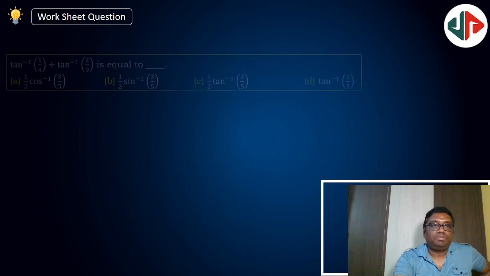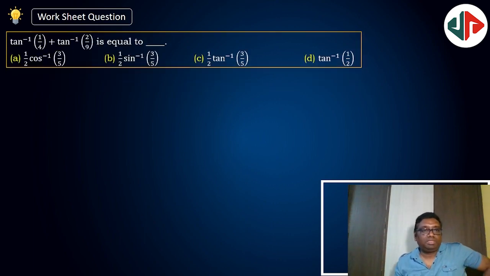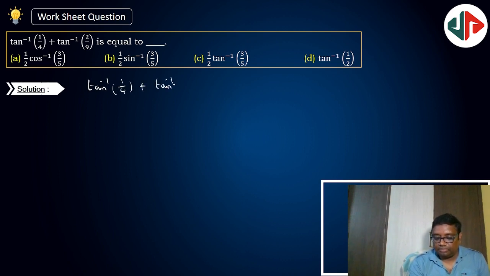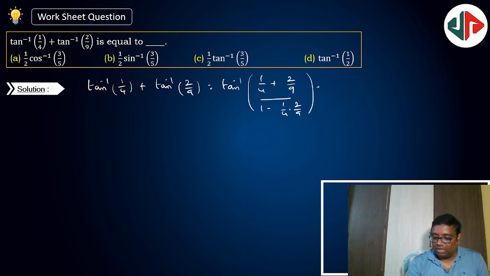In the same manner, next one, tan of (tan inverse of 1 by 4 plus tan inverse of 2 by 9). So it is a direct question, only analysis. Tan inverse of 1 by 4 plus tan inverse of 2 by 9. Can we rewrite this value as tan inverse of (1 by 4 plus 2 by 9) by (1 minus 1 by 4 into 2 by 9)? It is nothing but tan inverse of, if you simplify, we'll get 1 by 2. So tan inverse of 1 by 2.